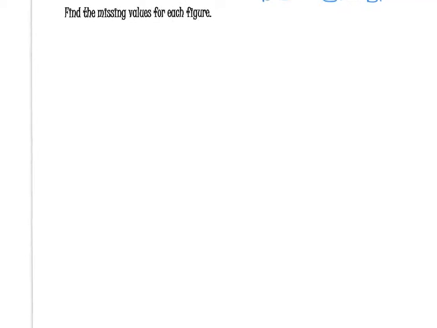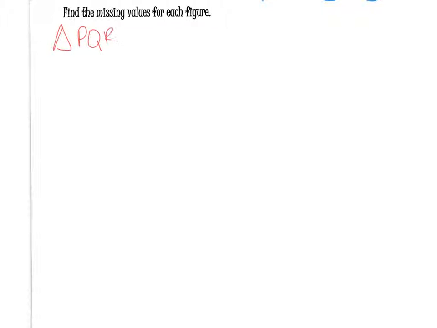Okay, so I have 4 of these examples. So if you want to split your paper into 4 boxes, you can. I'm just going to kind of make boxes as I go. So for the first one, I'm going to tell you that triangle PQR is similar to triangle XYZ.